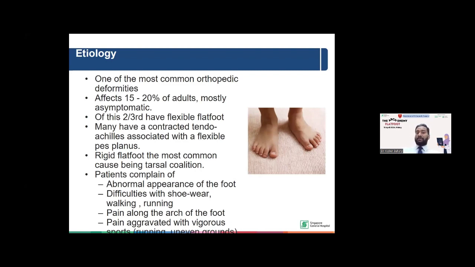So what do the patients typically complain of? Mainly, they complain of the abnormal appearance of their foot.